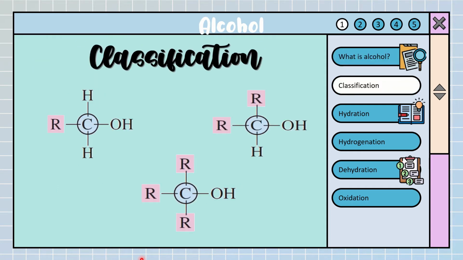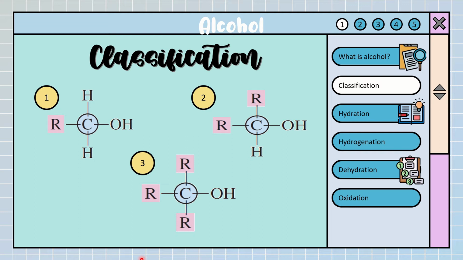Alcohols may be classified as primary, secondary, or tertiary according to which carbon of the alkyl group is bonded to the hydroxyl group, or it is based on which carbon atom is bonded to the hydroxyl group, which is our OH. A primary alcohol is an alcohol in which the hydroxyl-bearing carbon atom is bonded to only one carbon atom. A secondary alcohol is an alcohol in which the hydroxyl-bearing carbon atom is bonded to two other carbon atoms. A tertiary alcohol is an alcohol in which the hydroxyl-bearing carbon atom is bonded to three other carbon atoms.